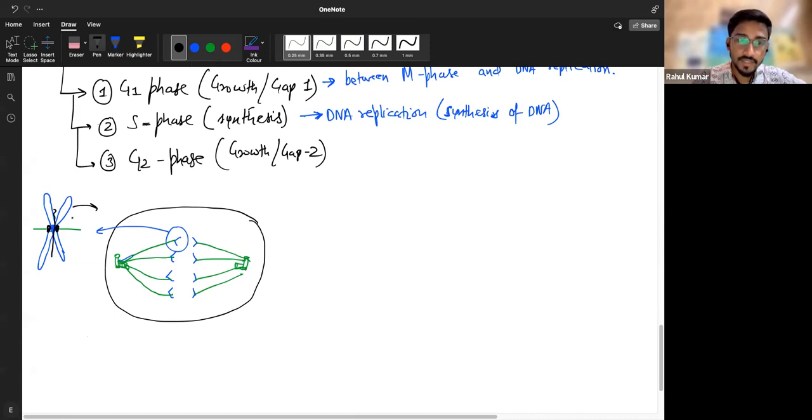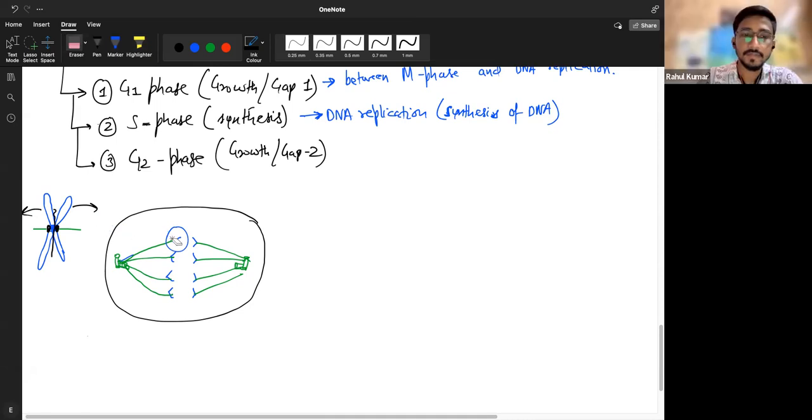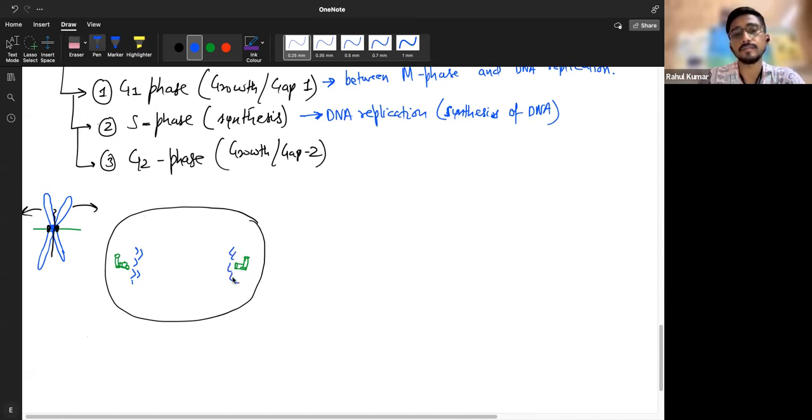And this one goes this side and this other one goes this side. Is it clear, Iram? This is what you are seeing here. Yes, sir. Clear? Now, after some time, you will see that all of this DNA has reached one pole, and this DNA has reached another pole. Now the spindle fibers are not required anymore, so they are either shortened or they are lost.